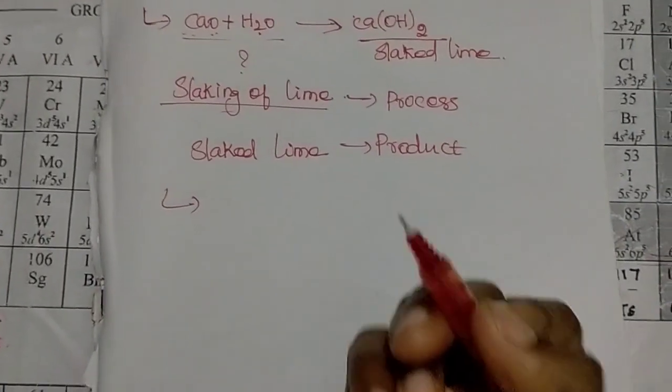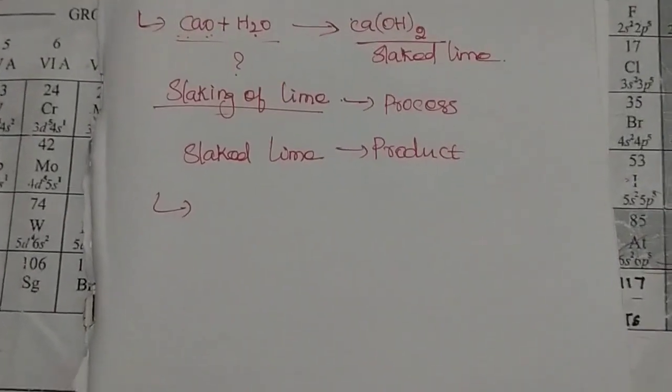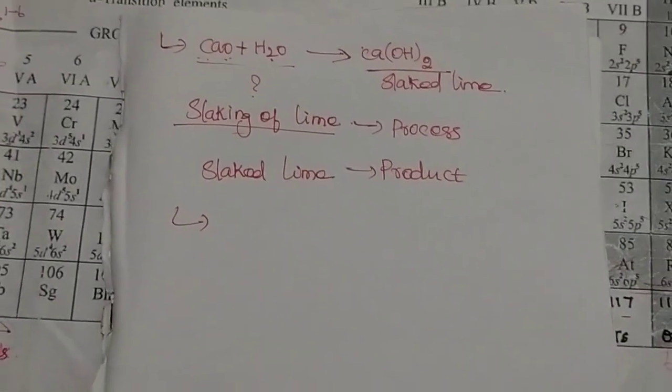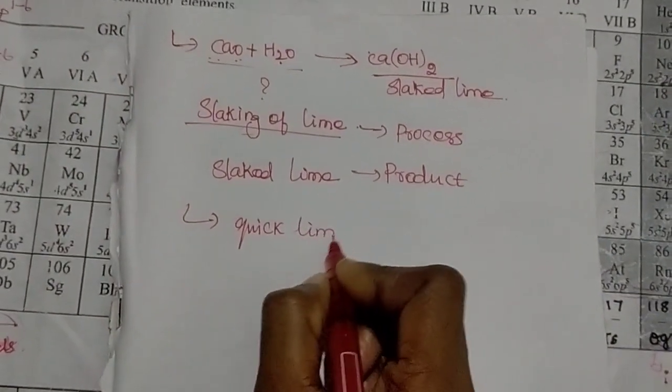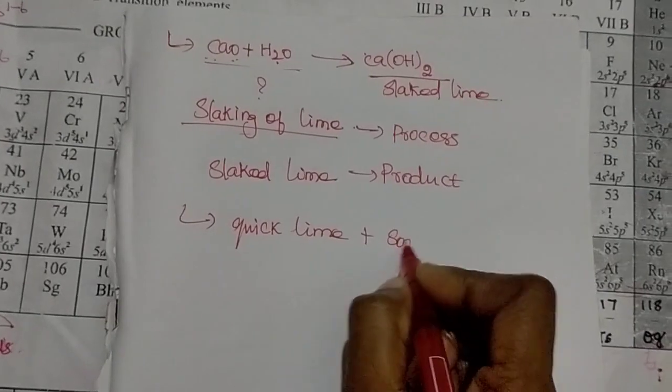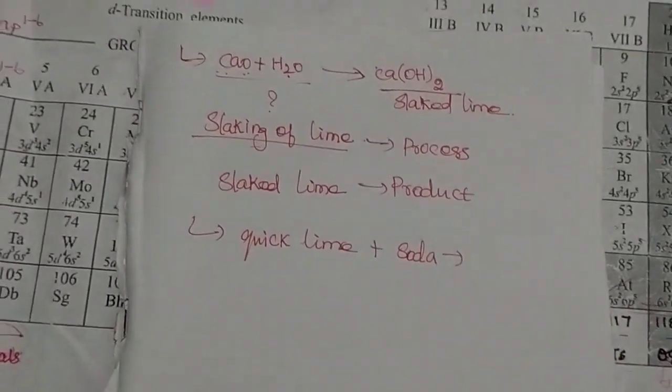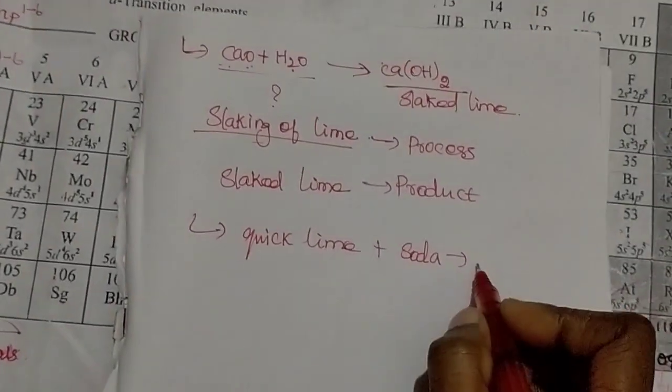Next property: when quicklime reacts with soda, it produces solid soda lime.